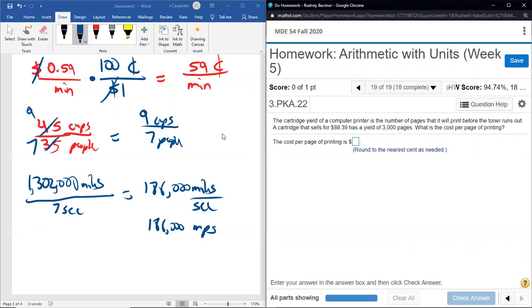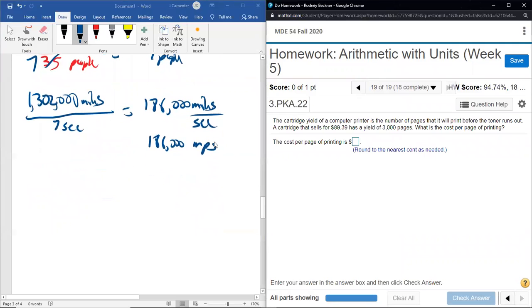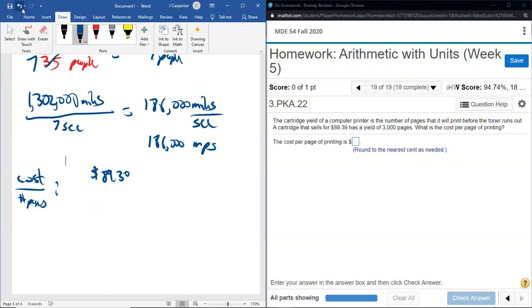All right, a cartridge yield of a computer printer is the number of pages that it'll print before the toner runs out. A cartridge that sells for $89.39 has a yield of 3,000 pages. What is the cost per page? Cost per page. Cost goes in the top, pages goes in the bottom. So our cost was the 89.39. The number of pages was the 3,000.